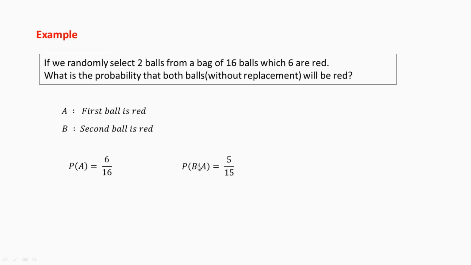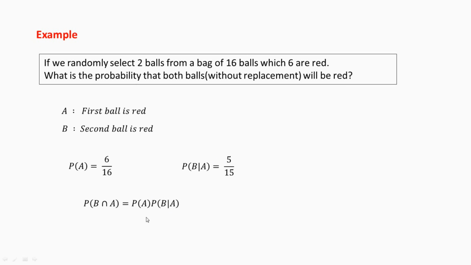Here B given A. Given A means first ball was red. Therefore, there are 5 red balls remaining in the bag, so the value should be 5. Now, we have 15 balls remaining in the bag. That is because first, you have selected a ball from the bag. Therefore, now probability of B given A is equal to 5 over 15.